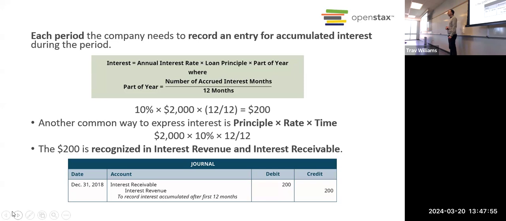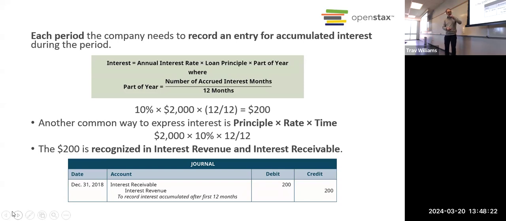Okay? That will work for any period of time. In this scenario, the principal's $2,000, the interest rate is 10%. And it's for 1 year, so they really didn't have to do the times 12 divided by 12, right? That's just like multiplying by 1. They could have skipped that. And they could have just said 2,000 times 10%, that's $200 of interest.